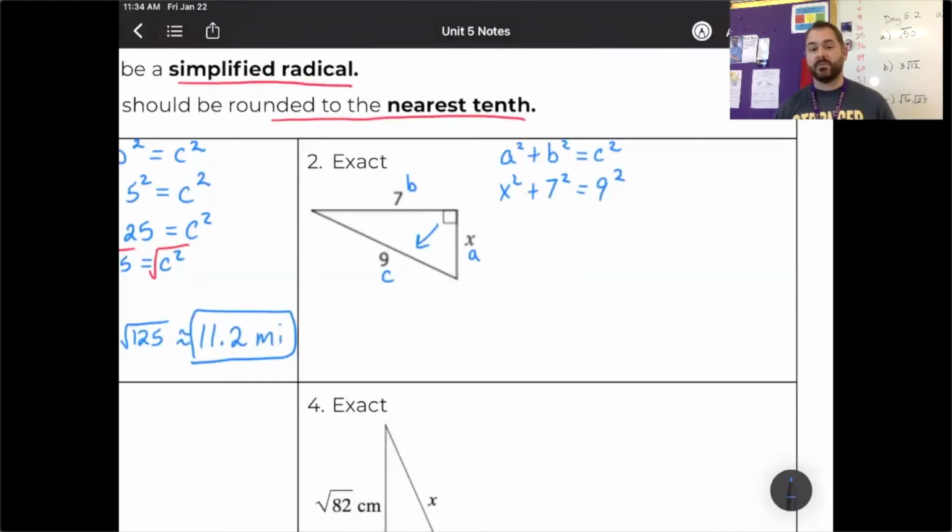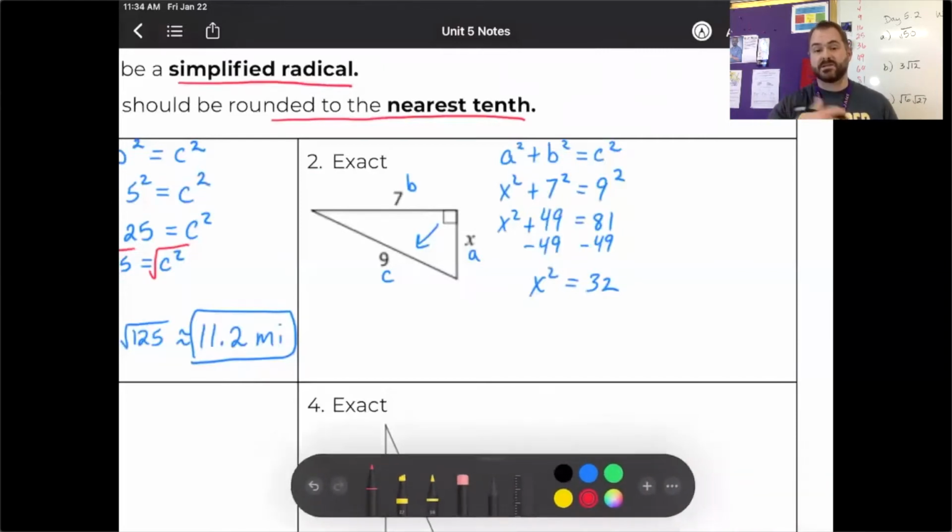This time, the variable, the one we're looking for, is one of the legs, so I cannot just add 7 squared and 9 squared together. I'm still going to do the exponents first, so I'm going to rewrite my equation as x squared plus 49. 7 squared is 7 times 7, not 7 times 2. 7 times 7 is 49, and 9 squared is 81. And now we need to subtract 49 from both sides. And when I do subtraction here, 81 minus 49, on the right side of that equation now, that equals 32.